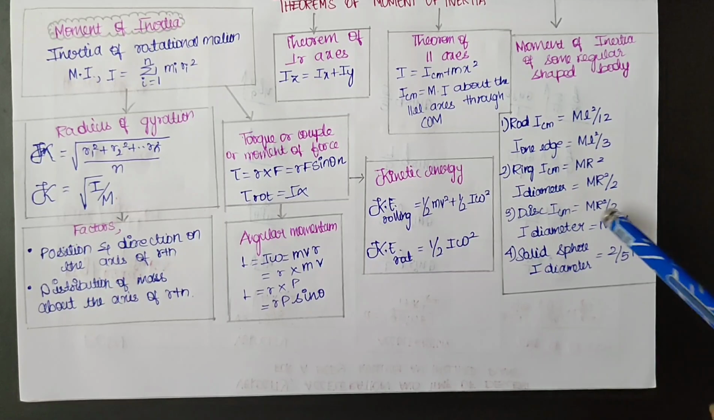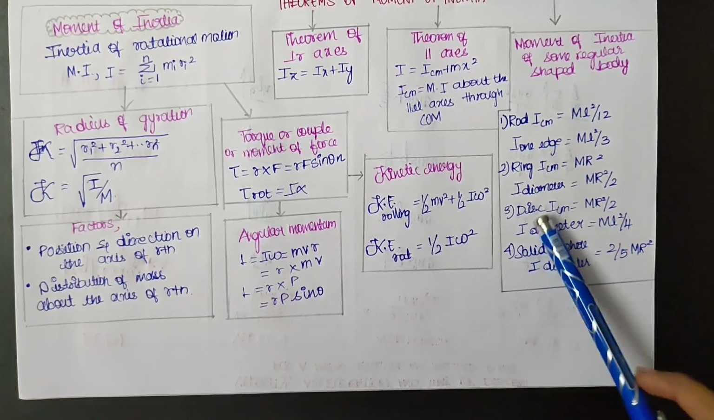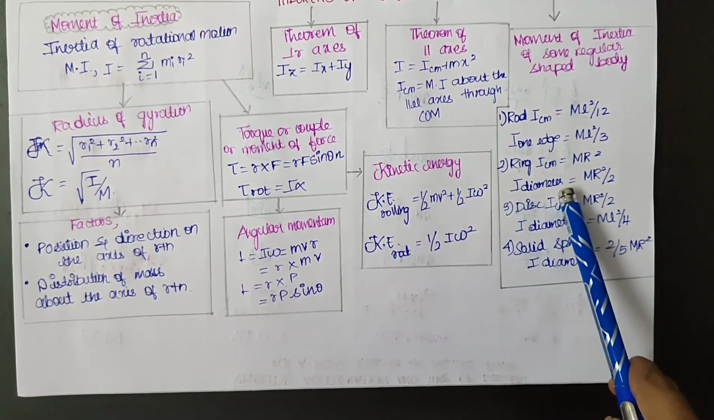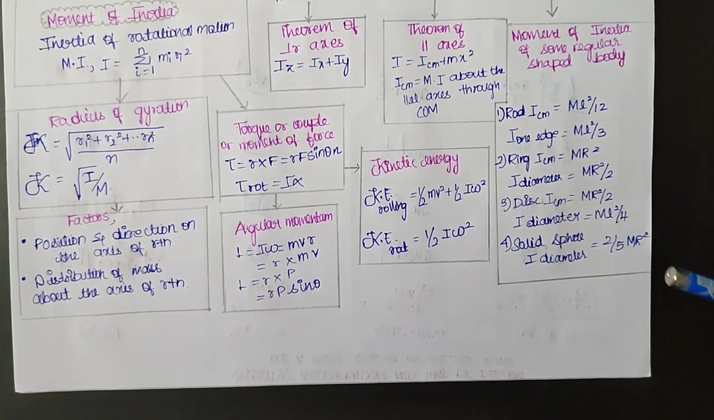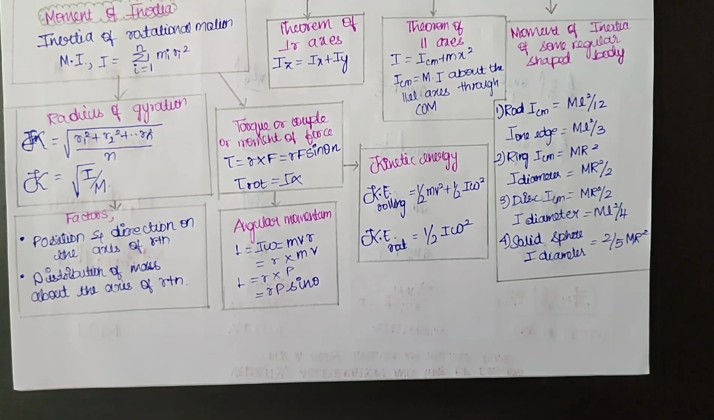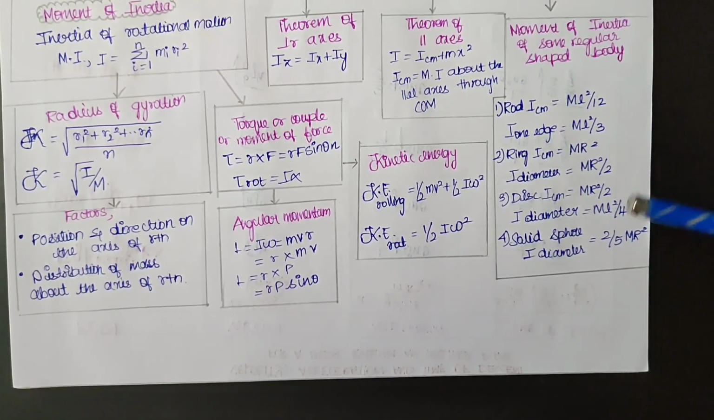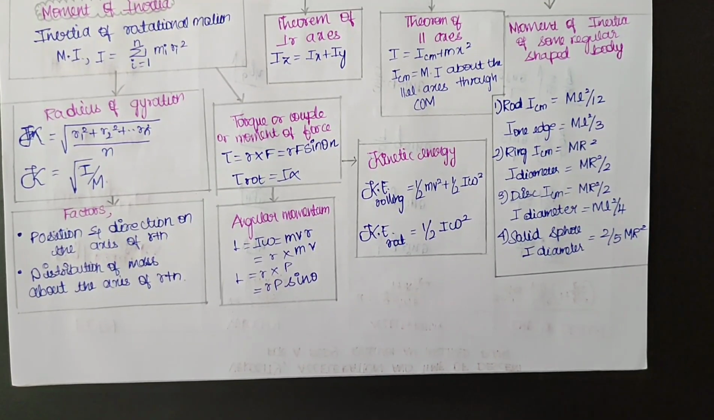Small or capital letters, everything is very important. Please make note of it. And if you talk about the diameter of the ring, it is m r square by 2. In the same way I have given for the disc and also for the solid sphere. Okay, this is about the moment of inertia for some regular shaped bodies. This is also an important one.